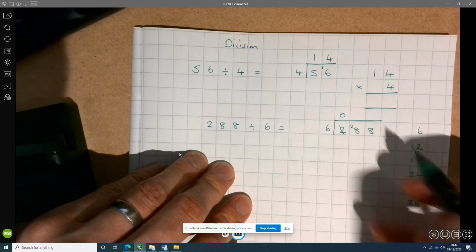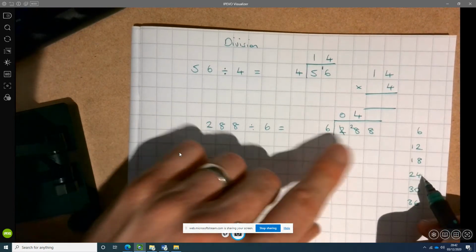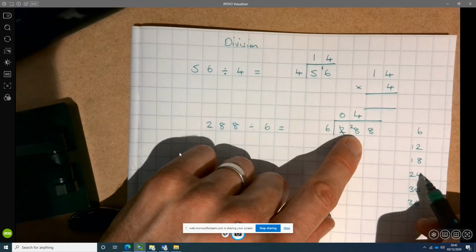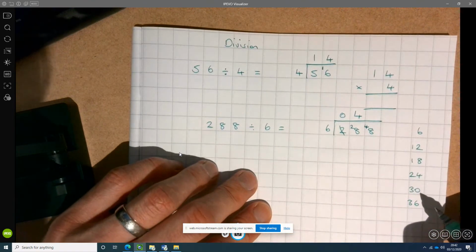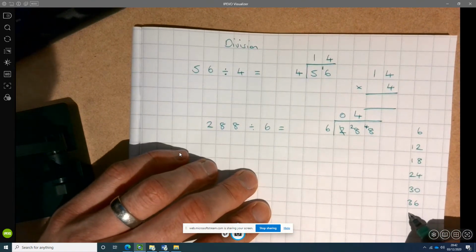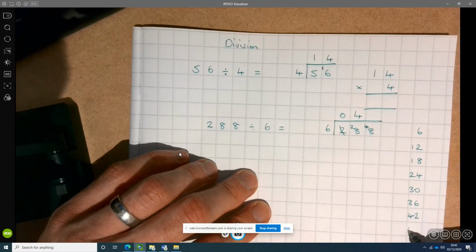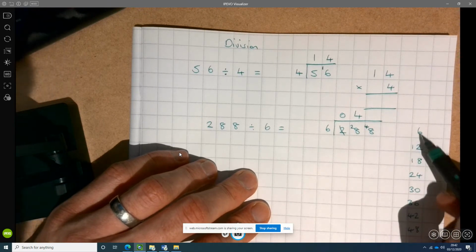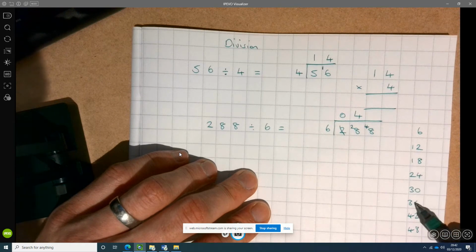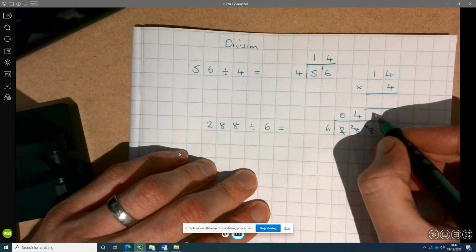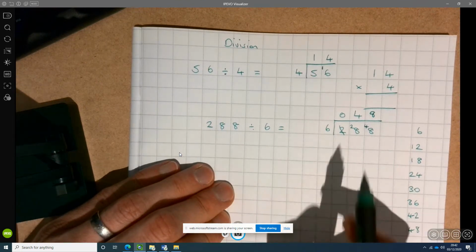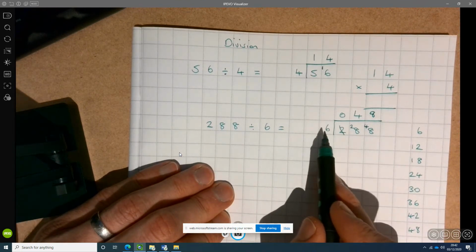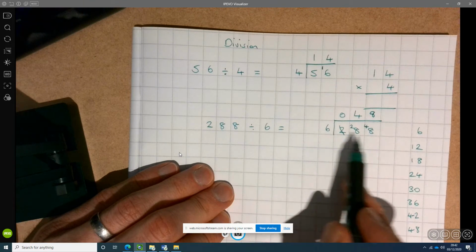So 6 4s are 24. But I wanted to get up to 28 from 24, which means I've got 4 left over. So there's 4 left over, go there. And then 6 into 48, so I did need to go a bit further. 36, 42, 48. 1, 2, 3, 4, 5, 6, 7, 8. 6 goes into 48 8 times. So if I wanted to check this, 6 multiplied by 48 should get me 288.